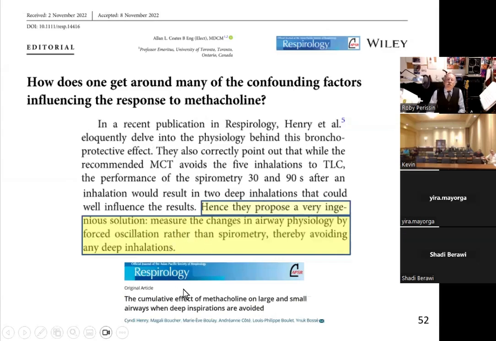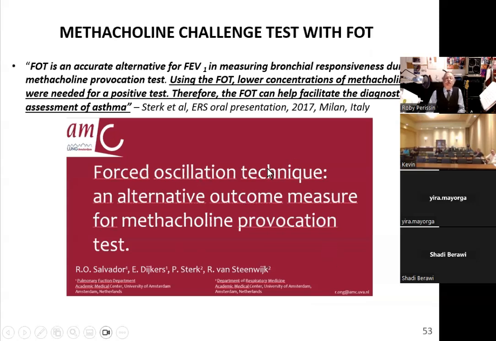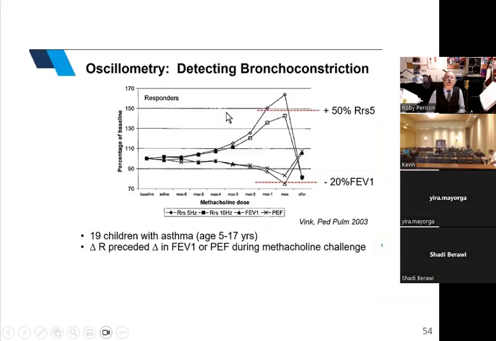Our good old friend Alan Coates from Canada has just published a review proposing an ingenious solution to avoid the confounding factor, using forced oscillation rather than spirometry, avoiding the deep inhalation. So that is becoming even more interesting. Of course, there are validations that you can use forced oscillation instead of spirometry for the assessment and diagnosis of asthma. And because it's more sensitive than spirometry, you will actually reach positivity earlier than with spirometry.